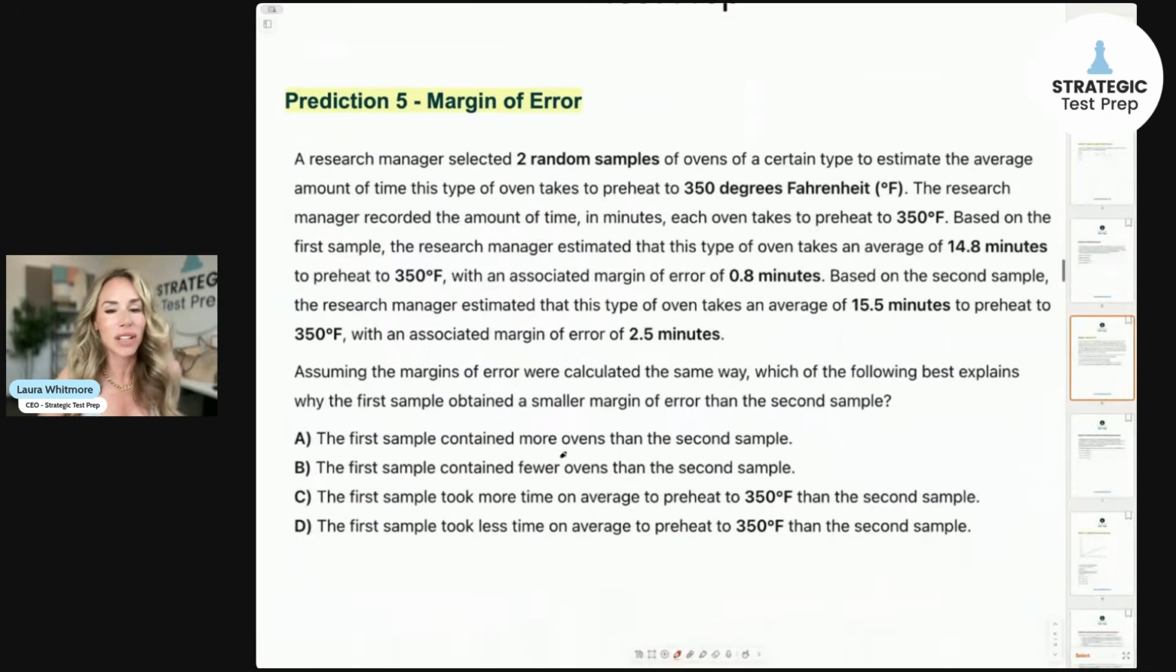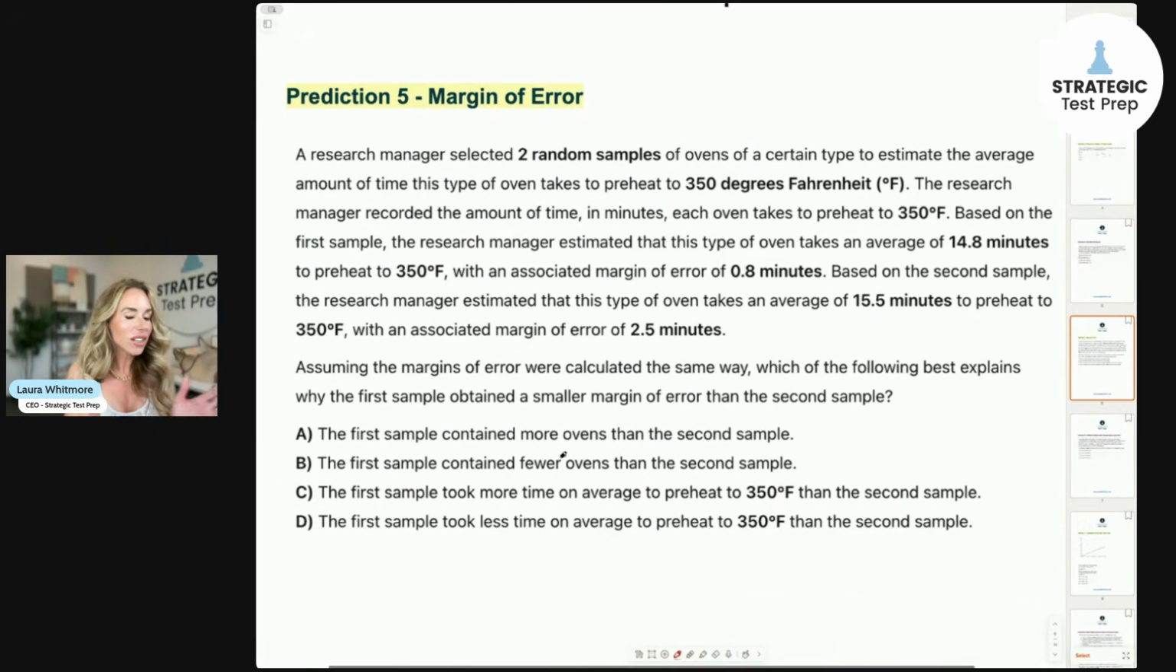All right, let's go to prediction 5. This we saw on March, this we saw on May. Margin of error has been trending, and these problem solving and data analysis questions get high flyers every time. The first thing I'll say about this type of question is please do not read this whole thing. This is designed to waste your time.